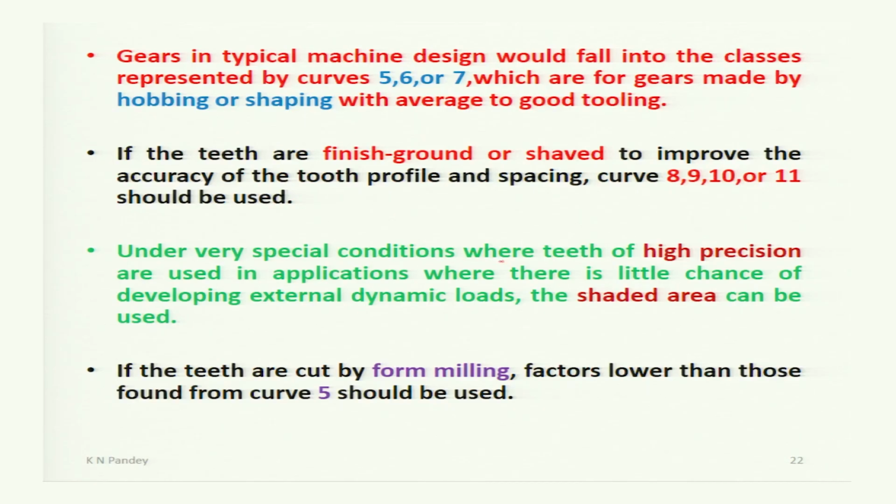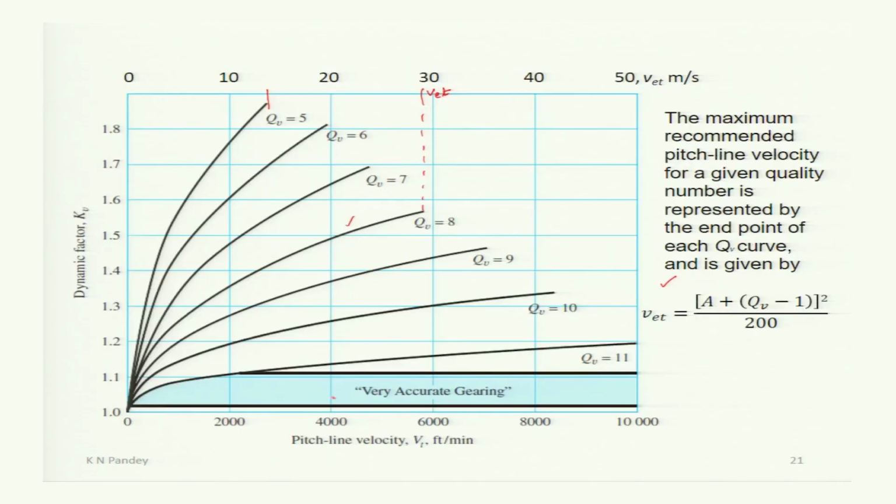Under very special conditions where teeth of high precision are used, in applications where there is little chance of developing external dynamic loads, the shaded area can be used. And in the shaded area, you may see that the value of Kv is very near to 1, and so the transmitted load will be equal to the actual transmitted load multiplied by a very small quantity, and so this W will be increased by a small value.